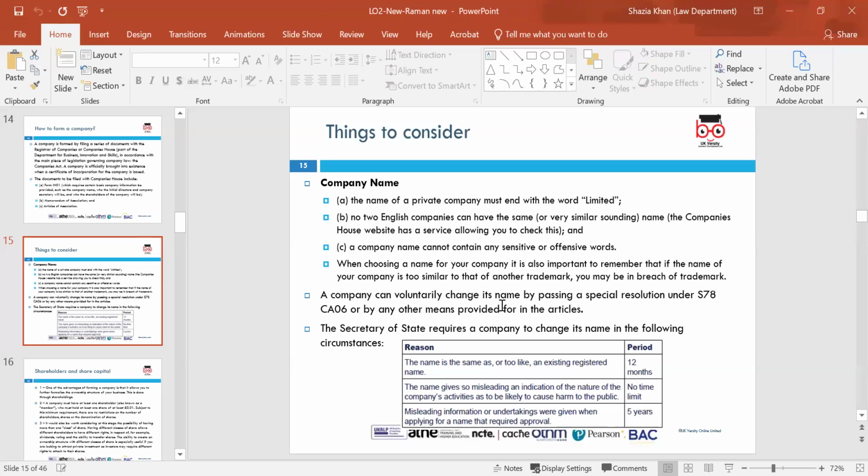So a company can voluntarily change its name by passing a resolution under Section 78 of the Companies Act 2006. And the Secretary of State can request a change in name in the following circumstances. If the name is the same as an existing registered company, or the name gives so misleading an indication of the nature of the company's activities, or misleading information or undertakings were given when applying for a name where approval was required.